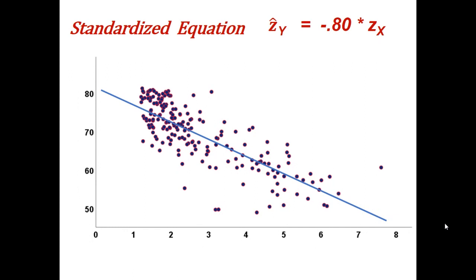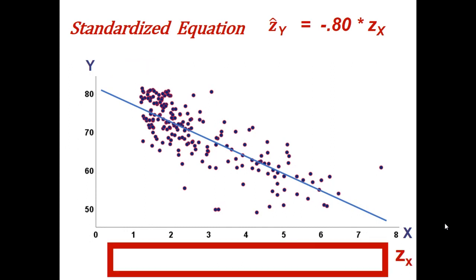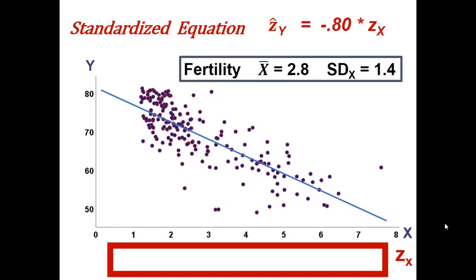So we'll hide the labels of the axes to give us more room, and we'll put x and y at the end of these scales to show that they represent the raw variables x and y. And now we'll add a scale showing the values for the z of x. Here are the mean and standard deviation of the unstandardized x variable. We can see that the mean fertility is 2.8, which is equivalent to a z-score of 0. So we'll put 0 here, under 2.8.